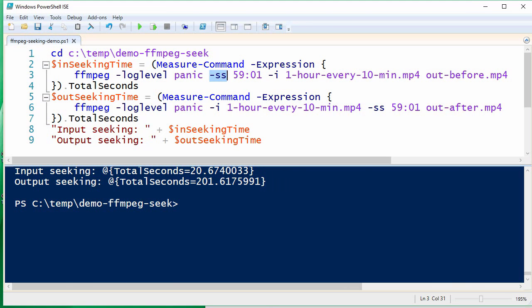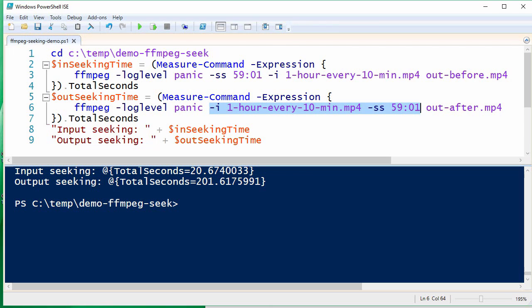Seeking is specified with the -ss option. But there are two types of seeking, input and output. Input seeking is very fast. With input seeking, -ss is specified before -i, the input.